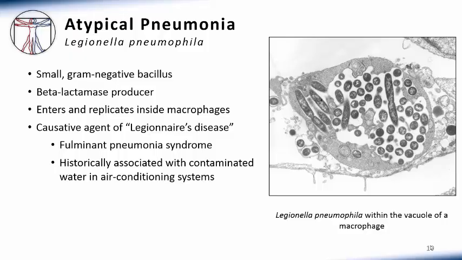Now, when patients come into the hospital with pneumonia syndrome and within 24 or 48 hours end up in the intensive care unit because they have a rapidly progressive pneumonia syndrome, this is one of the organisms that must be considered. Importantly, there is a urinary antigen test that is very sensitive and specific for making the diagnosis of Legionella pneumonia.